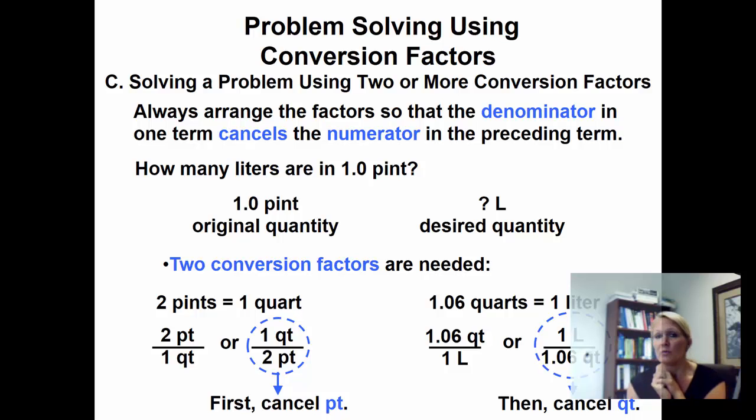Remember from video 1, when you set these up, you always write out what you know first, and then you set it up so that your units cancel the ones that you don't need, to give you the one that's left over, the unit that you want, up top in the numerator.